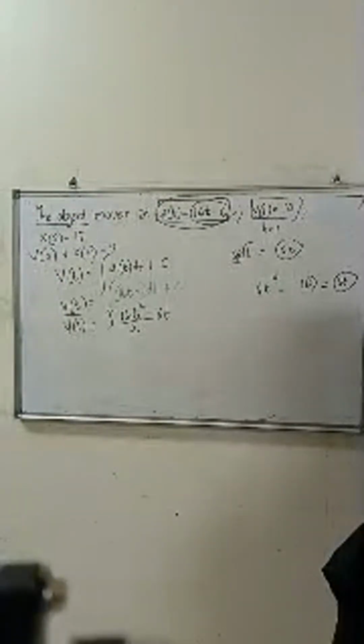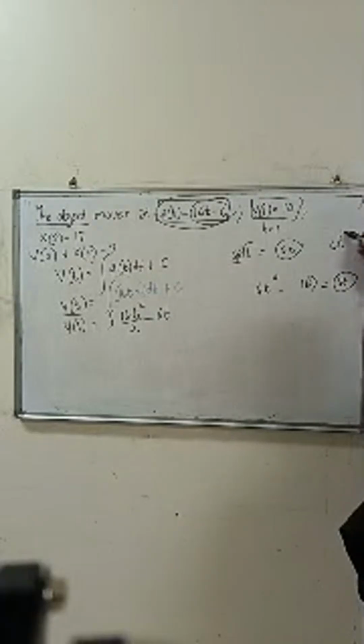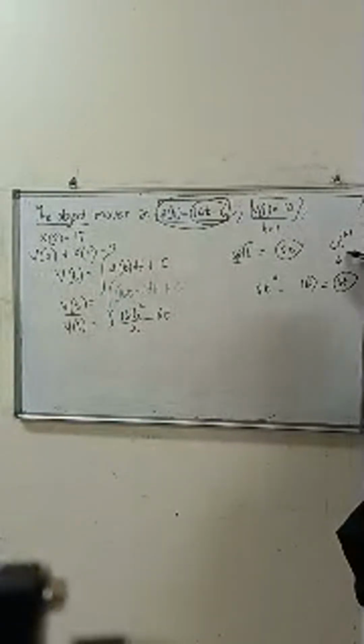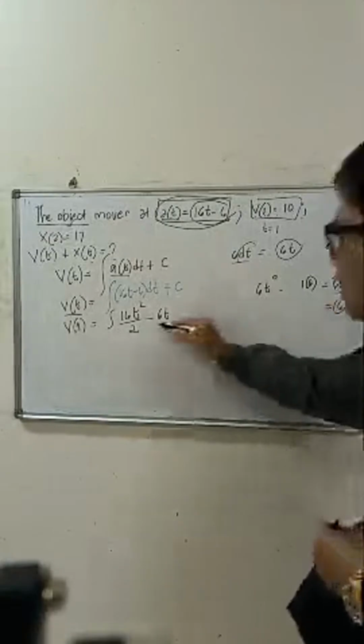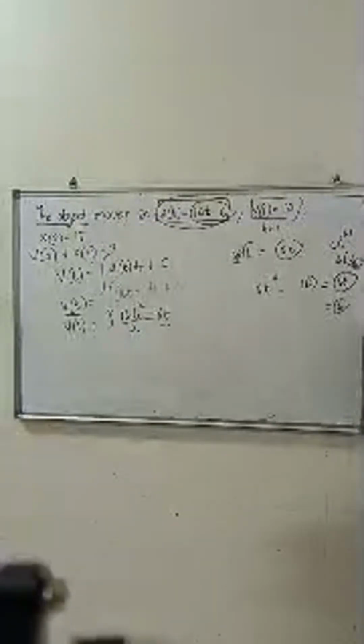Our differential is just 6. The differential of a constant with a variable is just 6. So 6t to the power 1 minus 1 is 6 times t to the 0, and t to the 0 is 1, so 6 times 1 is equal to 6. That's the differentiation. The differential of 6t is 6, so the reverse is 6t. So 6t plus c.